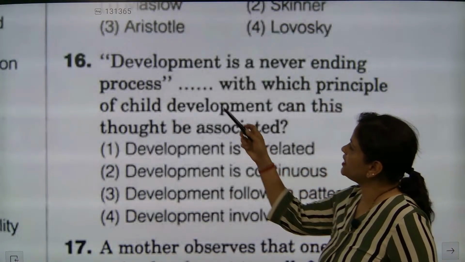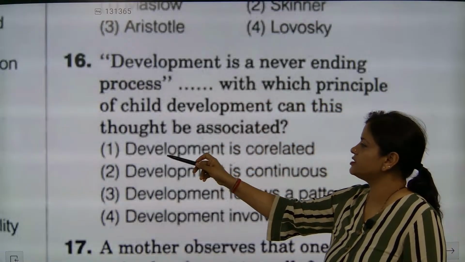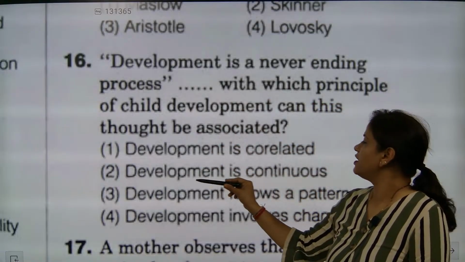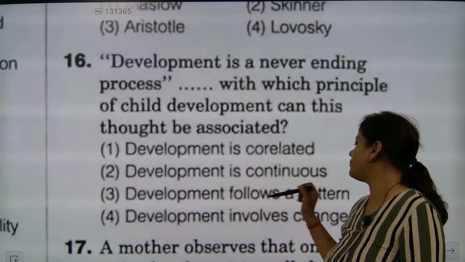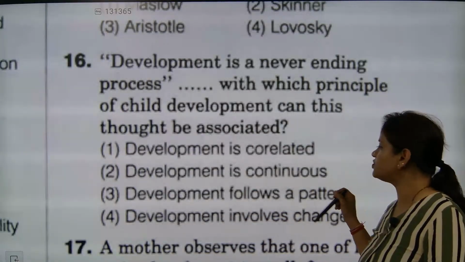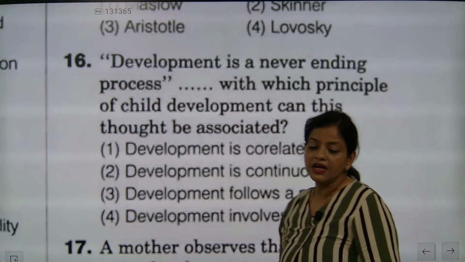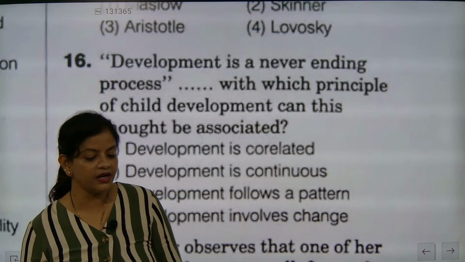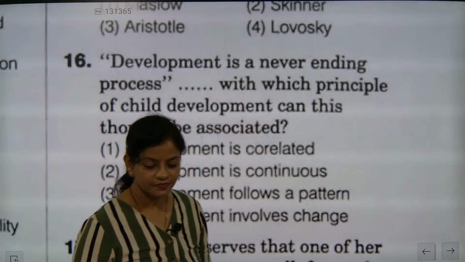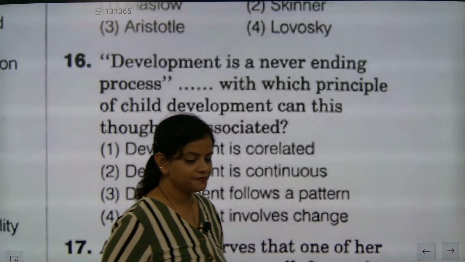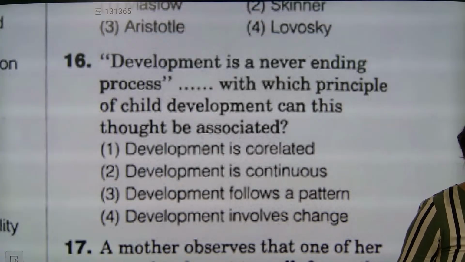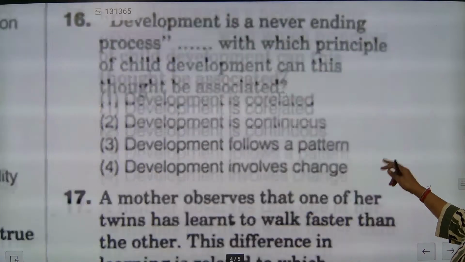Which one is explaining that development is a never ending process? Development is correlated. Development is continuous. Development follows a pattern. Development involves change. Development is continuous, so only it is called development is a never ending process. Okay. So now we'll go for the next one.